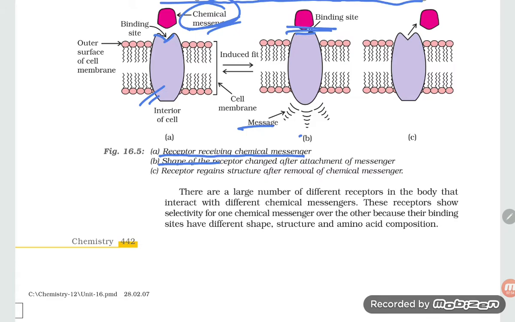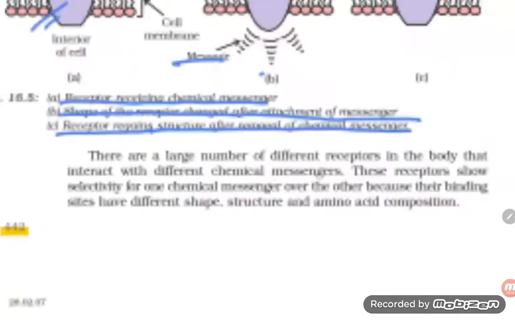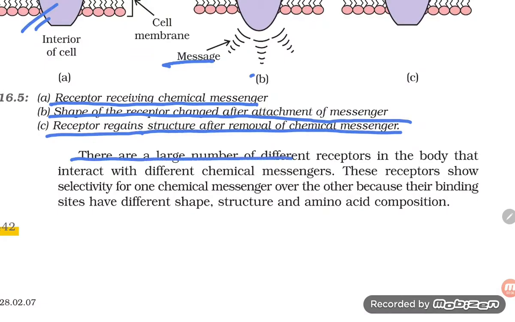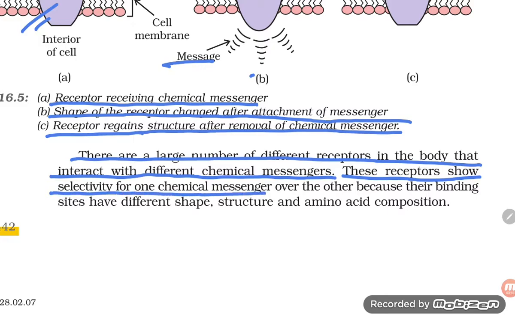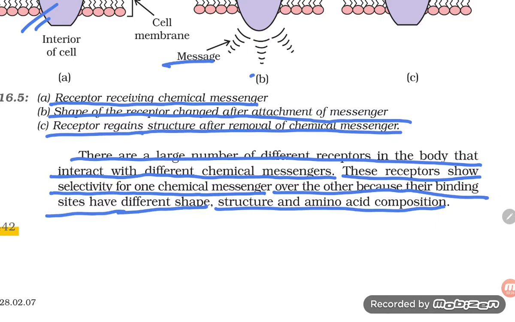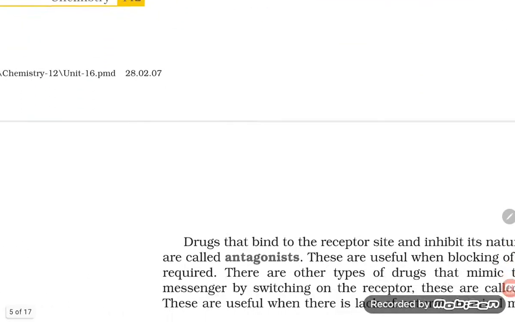A: a receptor receiving the chemical messenger. B: the shape of the receptor changes after the attachment of messengers, and the receptor regains its structure after removal of the chemical messengers. There are a large number of different receptors in the body that interact with different chemical messengers. These receptors show selectivity for one chemical messenger over others because their binding sites have different shape, structure, and amino acid composition. So this is how they interact, student.